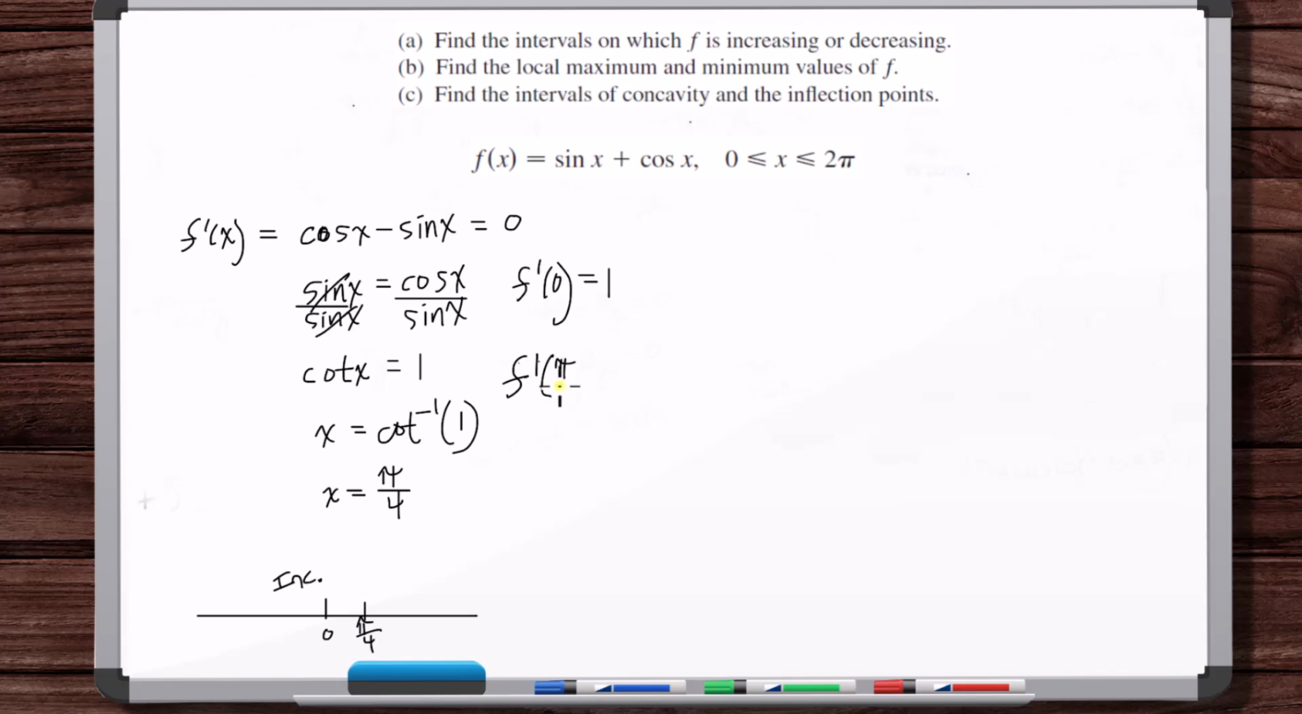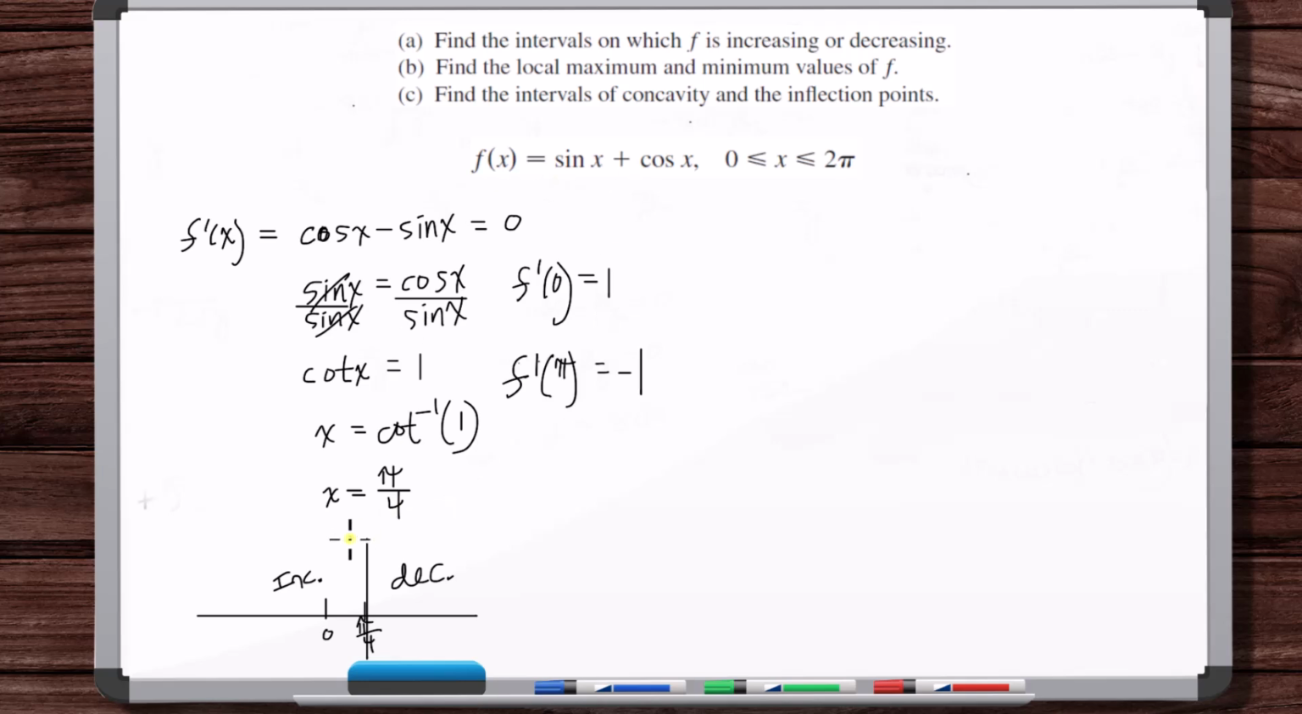Yeah, that's even easier. So what is cosine of pi? Think about the unit circle. Cosine of pi is minus 1. Sine of pi is 0. So decreasing. All right, so from negative infinity to pi over 4, the function is increasing. From pi over 4 to infinity, it's decreasing.